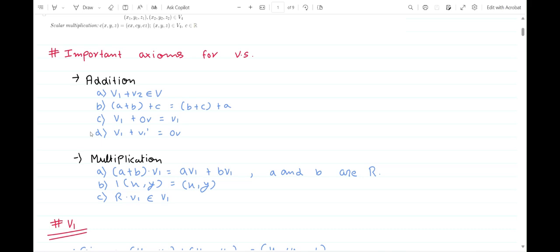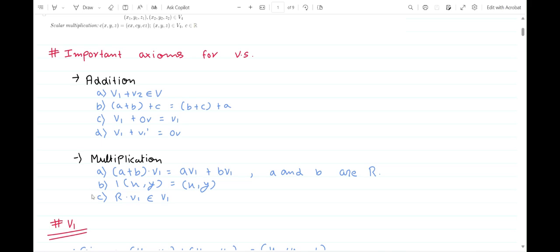If we now look at the important axioms in case of multiplication, there are mainly three. The first axiom is distributivity over scalar multiplication, which states that adding scalars first and then multiplying with a vector gives the same result as multiplying each scalar separately and then adding the resulting vectors. The second axiom is the identity element of scalar multiplication, which states that multiplying a vector by 1 leaves it unchanged, just like multiplying a number by 1.